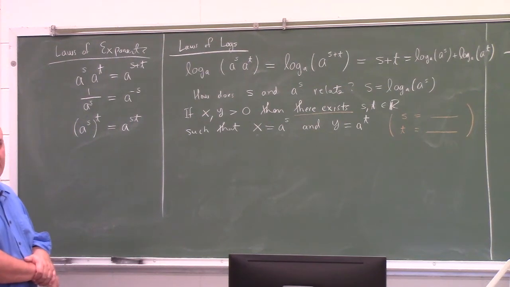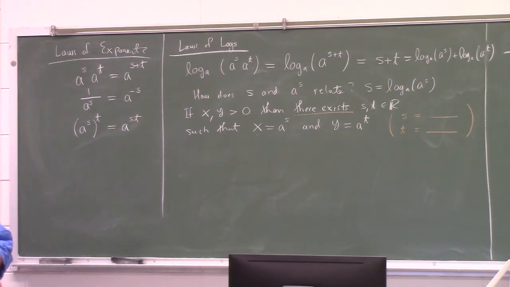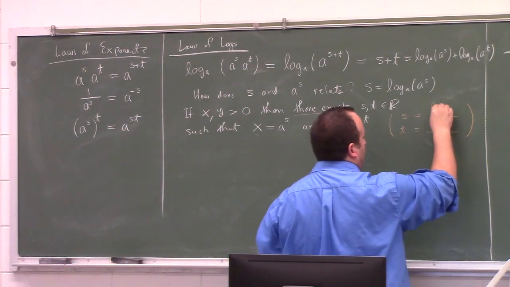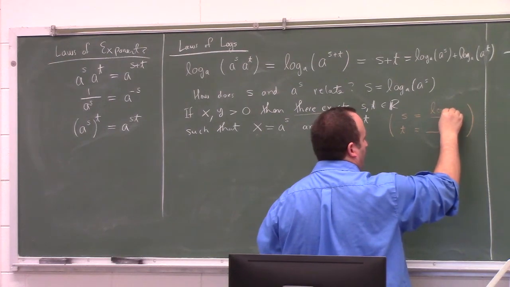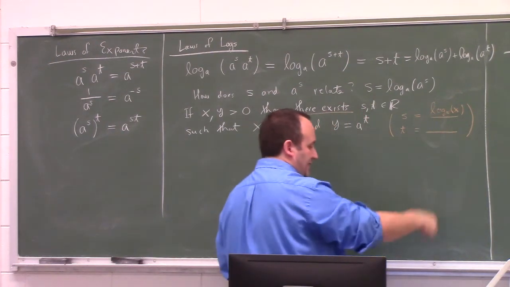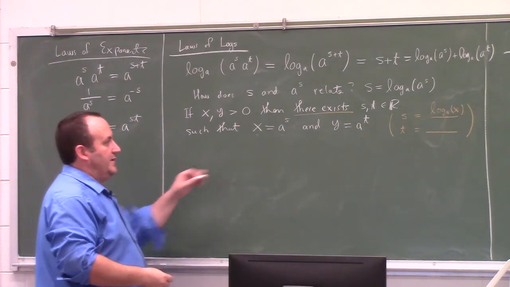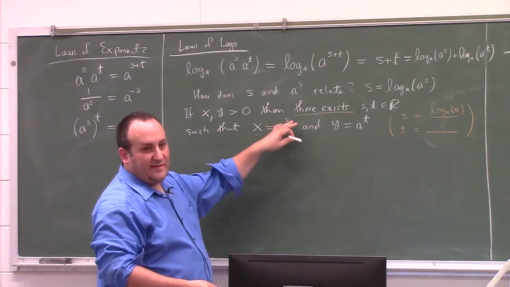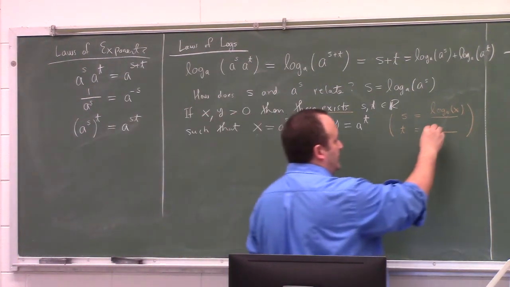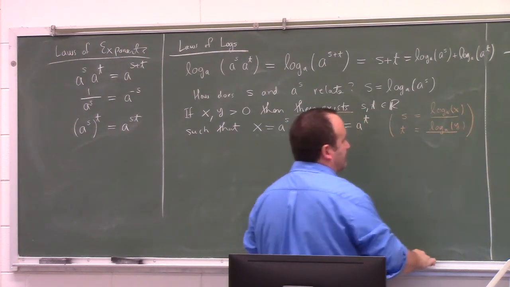I can make s as a function of x and t as a function of y. I'll do the first one. I just use log base a of x, right? And that makes sense because I assumed x was positive, so I can take log base a of it. Then a to the log base a of x is equal to x again. That's an identity. And likewise, t, I can just make log base a of y.